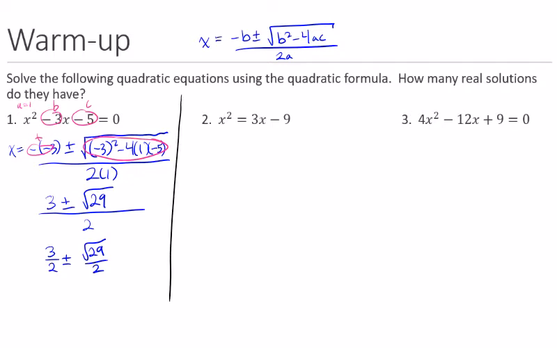All right, number 2. Here I do have to get one side to be 0, so I'm going to subtract 3x and add 9 to both sides. So I get x squared minus 3x plus 9 equals 0. And now to identify A, B, and C: A is 1, B is -3, and C is 9. So now I can plug them in.